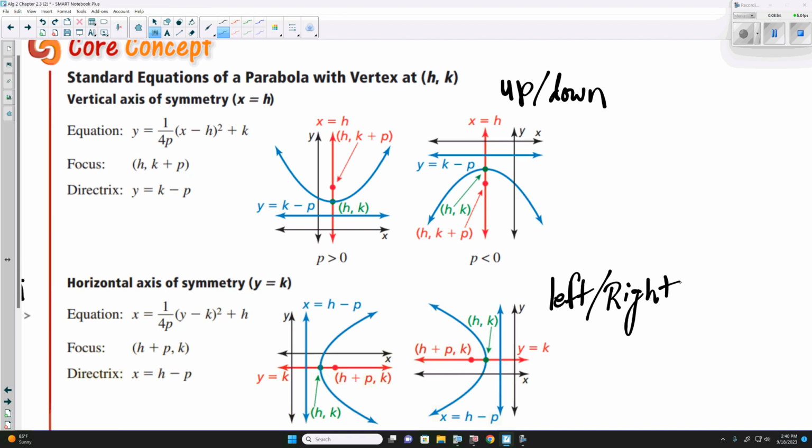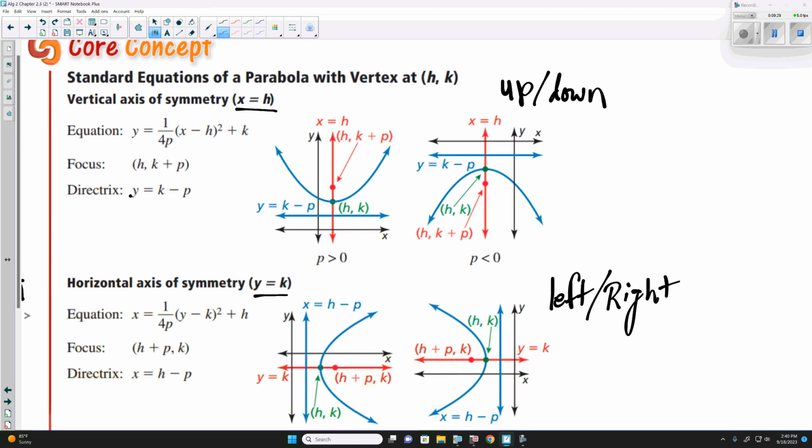The next way that's kind of easy is the axis of symmetry. If they give us the axis of symmetry as x equals or y equals, we can easily determine which one it is. Because if it's x equals, it's our equation with y equals 1 over 4p times x minus h squared plus k. If the axis of symmetry is y equals k, then our equation is x equals 1 over 4p times y minus k squared plus h. Those are kind of easier to look at. We can see the equation. We know which one it attaches to.